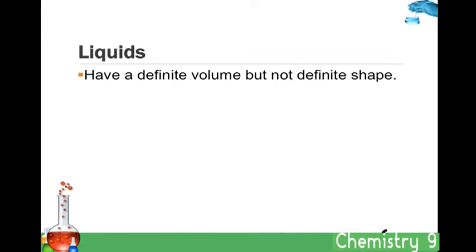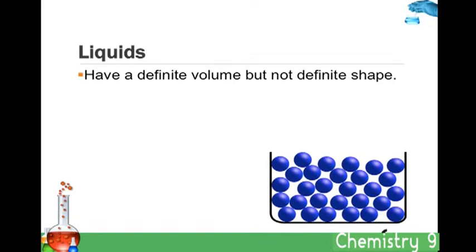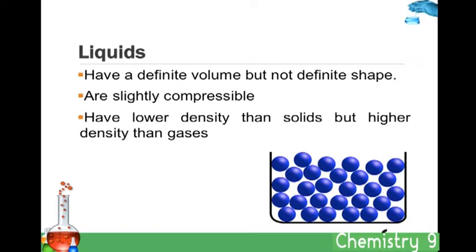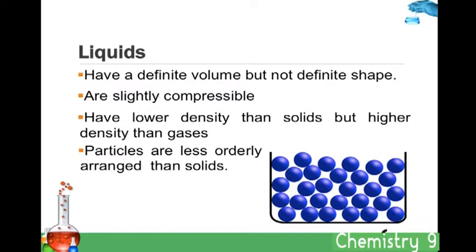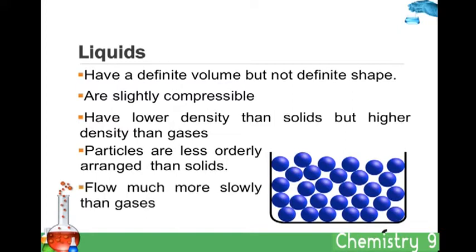Liquids have definite volume but not definite shape. This is how atoms are arranged in a liquid. They are slightly compressible. They have lower density than solids but higher density than gases. Particles are less orderly arranged than solids. They flow much more slowly than gases. They are fluids.